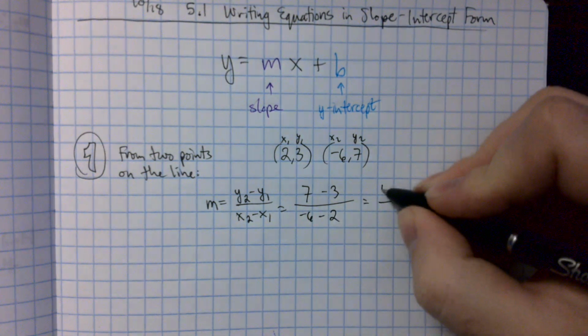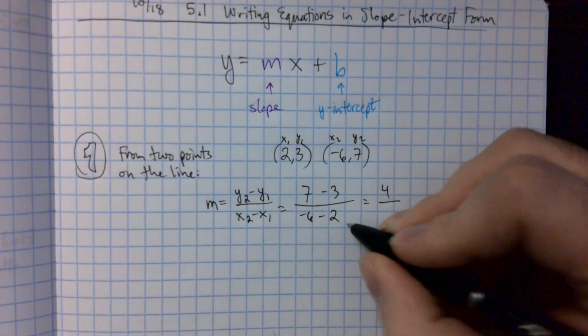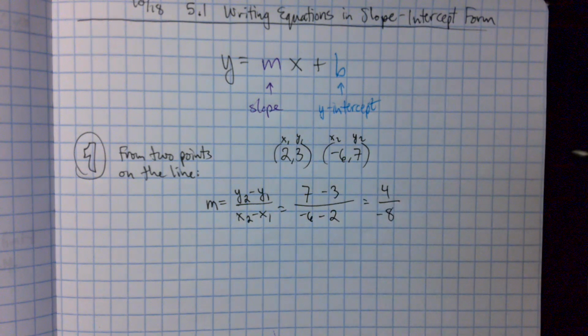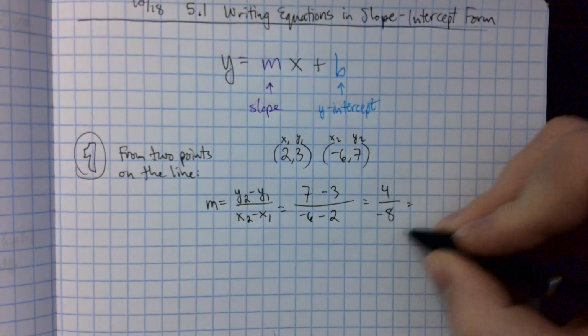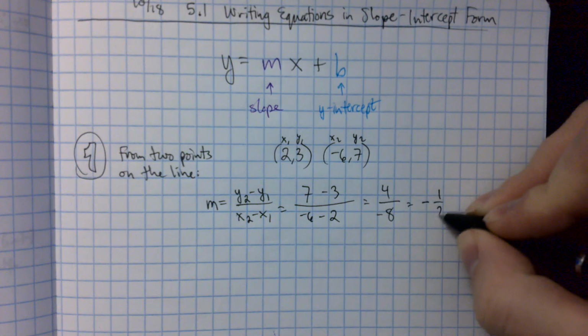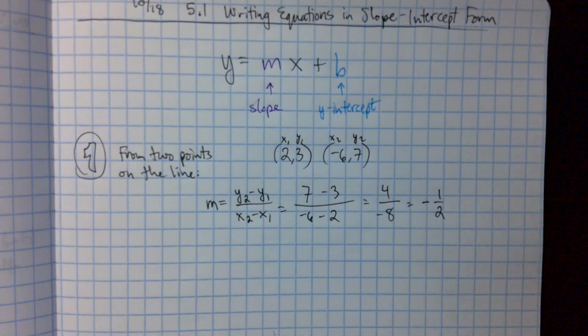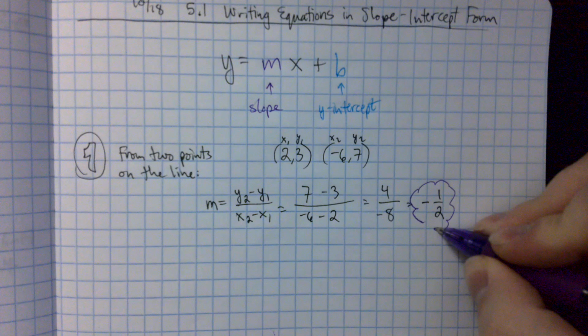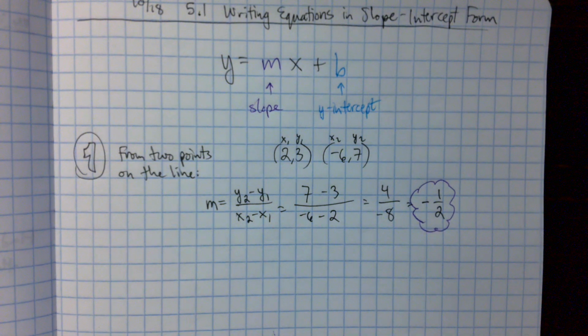Well, 7 minus 3 is 4. -6 minus 2 is -8. And 4 over -8 simplifies to -1/2. Okay, so there's my slope. I've got my first part done.